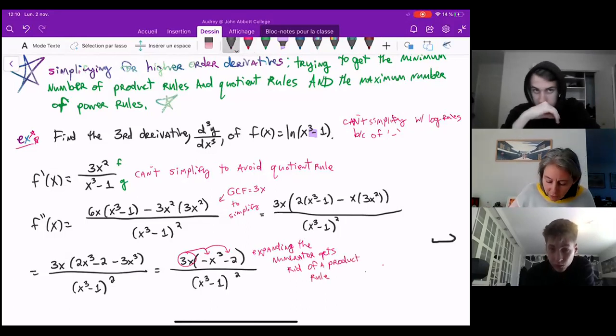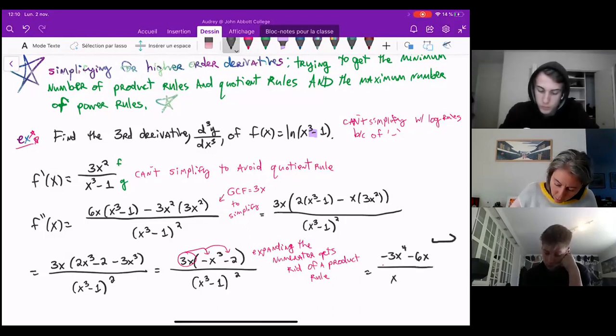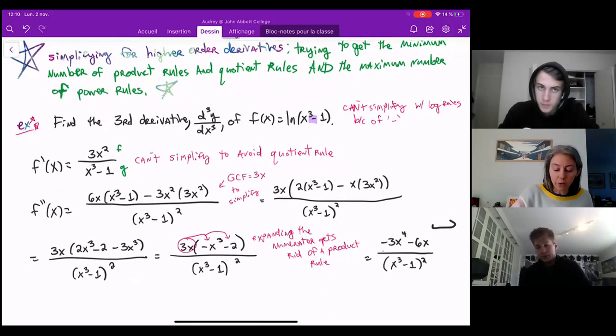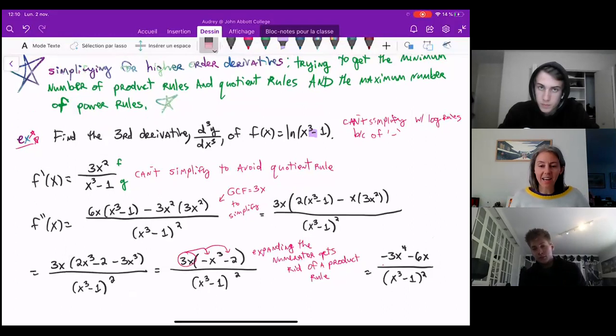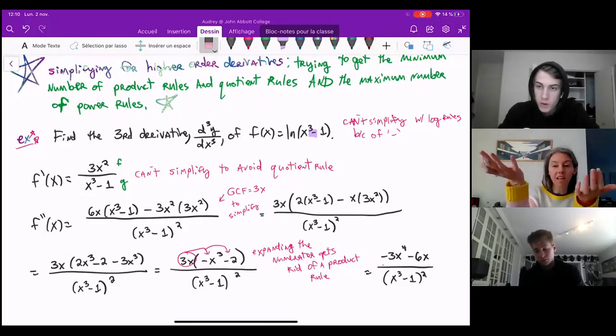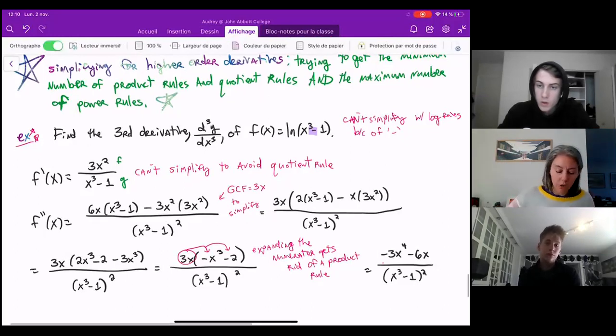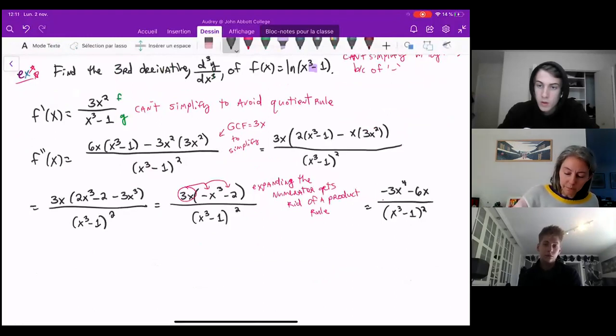So this form right here, negative 3x to the 4th minus 6x over x cubed minus 1 squared, is definitely the better form for taking another derivative. I stress, the good form for taking another derivative is not necessarily the same thing as the good form for finding a horizontal tangent line. We're really trying to minimize product rules and quotient rules here. So now we want our third derivative.